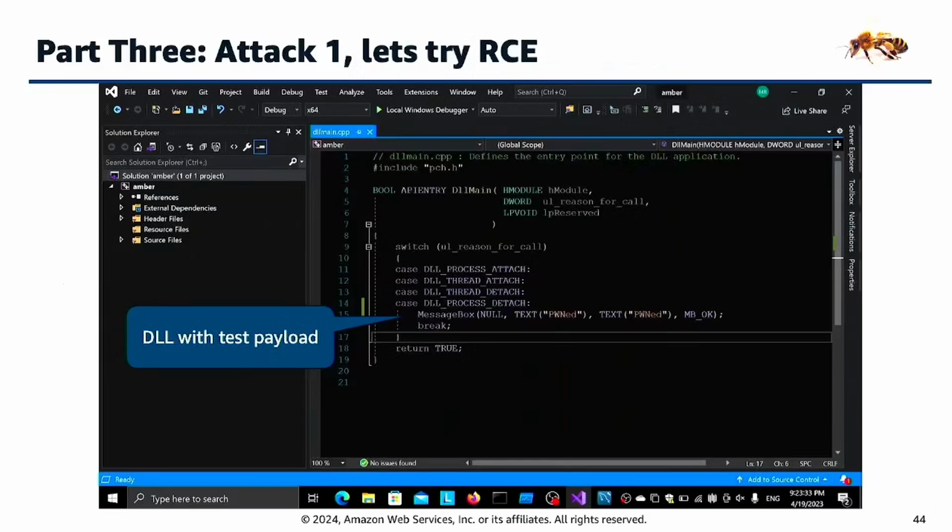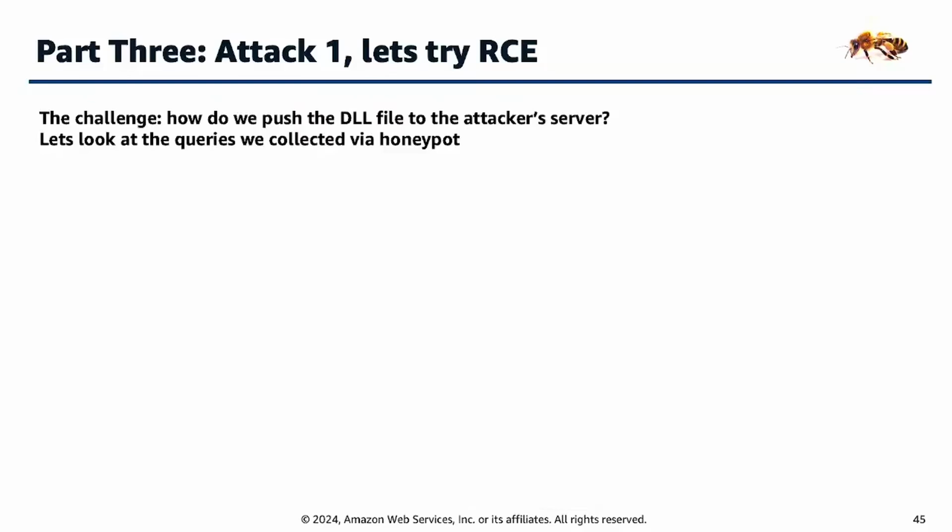For the remote code execution, we need to have a DLL. And this is our DLL with a payload. Again, nothing fancy, just a message box. So we have been thinking, how do we push the DLL file to the attacker server? In our previous example, it was a resume, but here we don't know how to push.